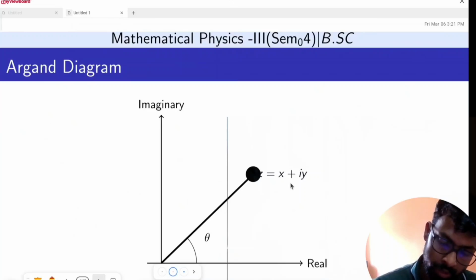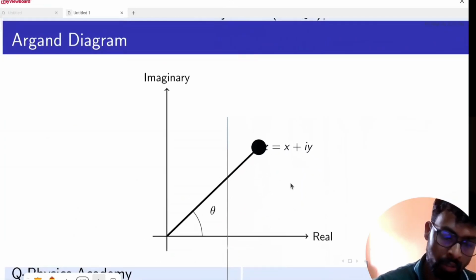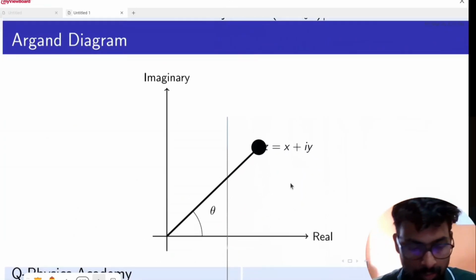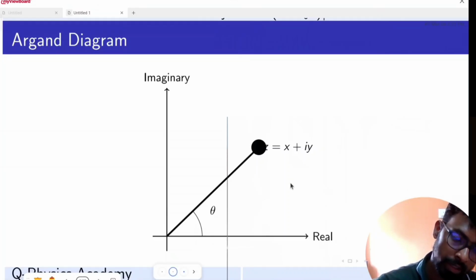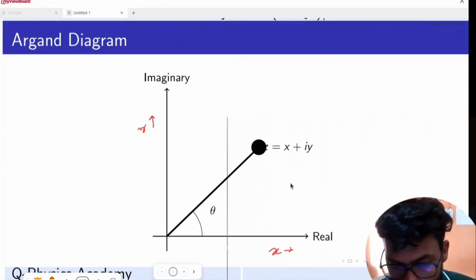Okay. Next, to discuss the argument diagrams actually. This is the argument diagram. So this is the imaginary axis, the y axis, and this is the real axis, the x axis.